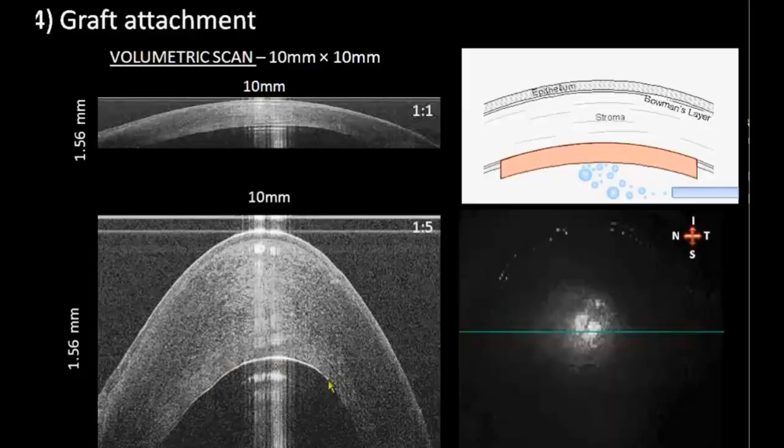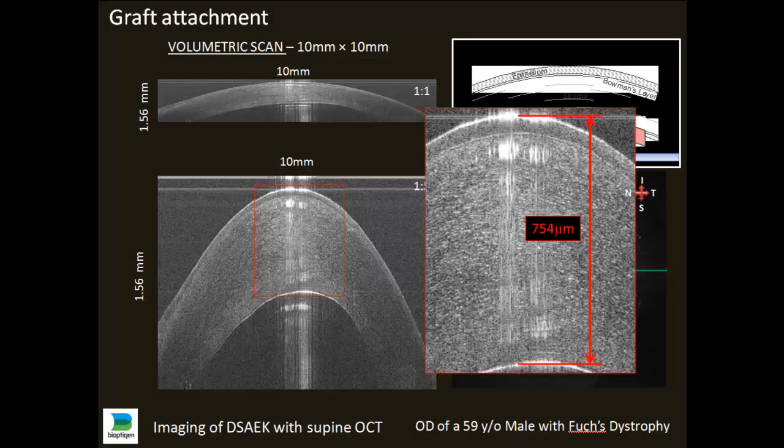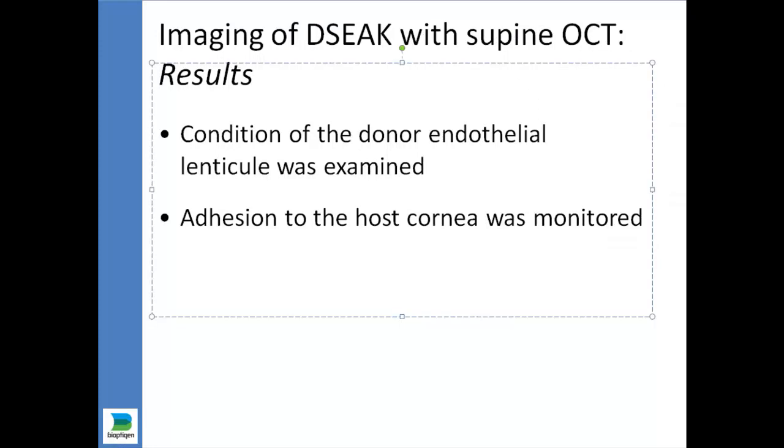So we think that if the patient has interface fluid after the surgery, that perhaps that's a risk factor for detachment postoperatively. And here, again, we can measure. Now we have a much thicker cornea because, again, we've placed our donor tissue in the eye. So imaging of DSEK with supine OCT allows us to look at the condition of the donor endothelial lenticule and monitor the adhesion to the recipient.